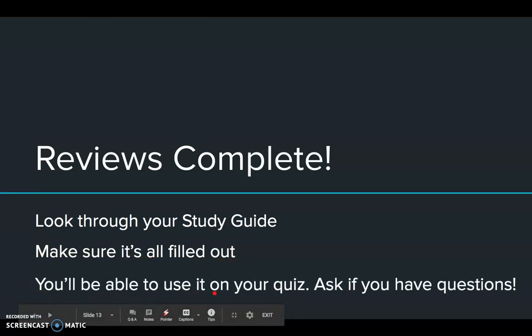You'll be able to use this study guide on your quiz. Remember that. If you have any questions about any of these things I asked you, please let me know. You can email me, you can leave a private comment on any of these assignments, but remember, this study guide is something you're going to be able to use and look at and sort of copy off of when you take your quiz, and the quiz is going to be written very similarly to how the study guide is written.